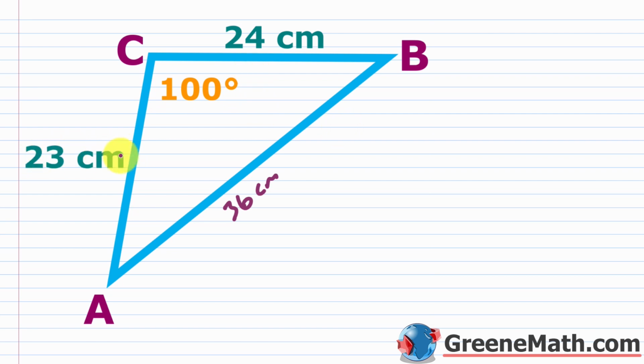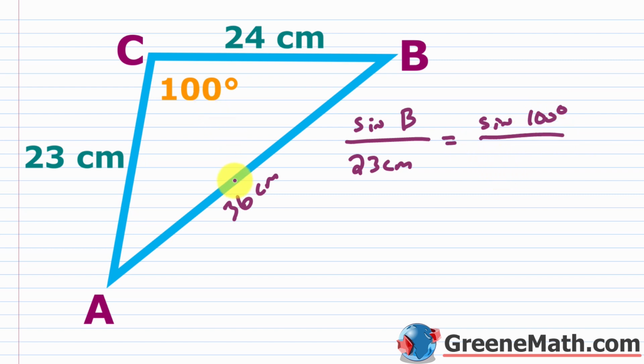So this side right here is smaller than this side. So that means this angle right here will be smaller than this angle right here. So I'm just going to say that the sine of my angle B over the length for side B, that's 23 centimeters, is equal to the sine of my angle C, which is 100 degrees, over the length of my side C, which is 36 centimeters.